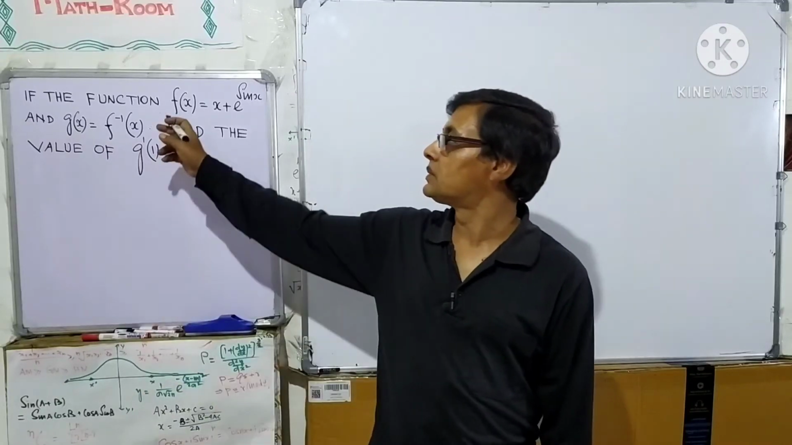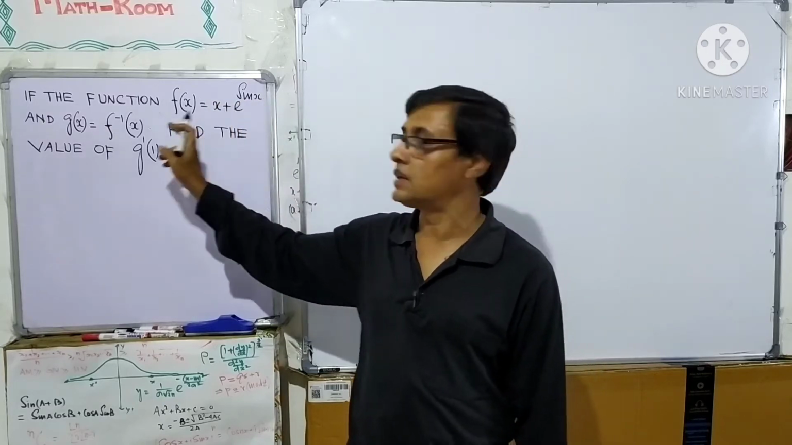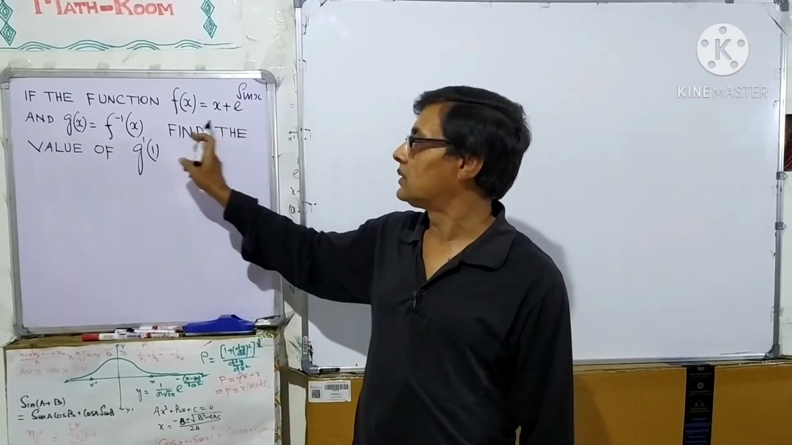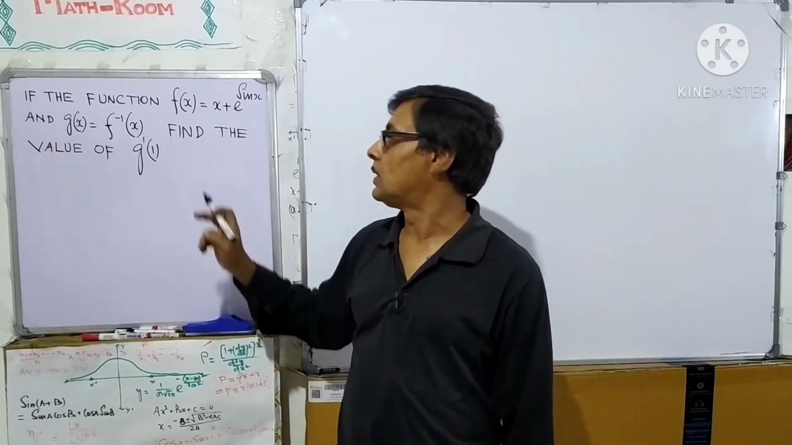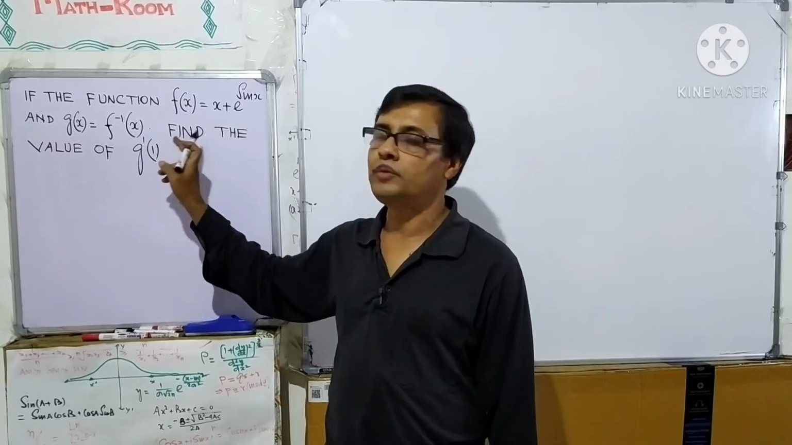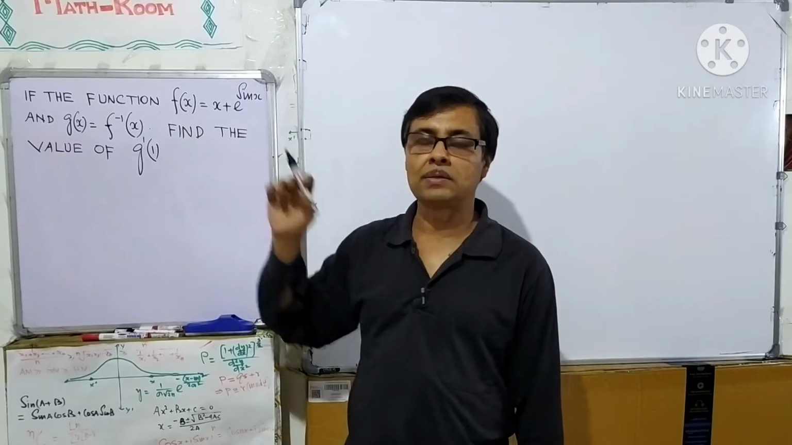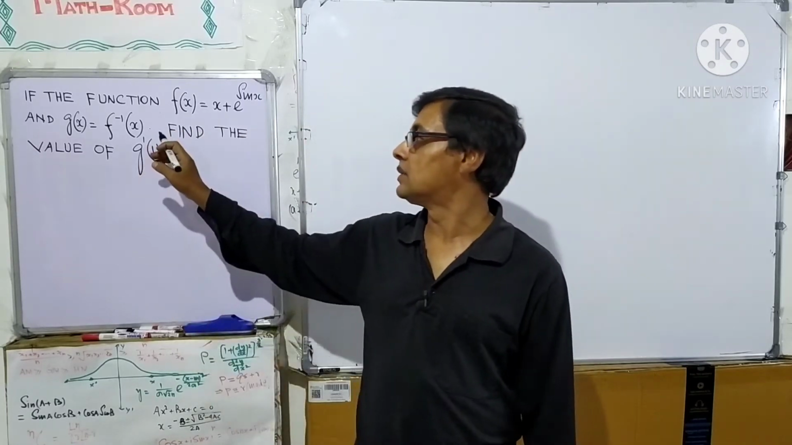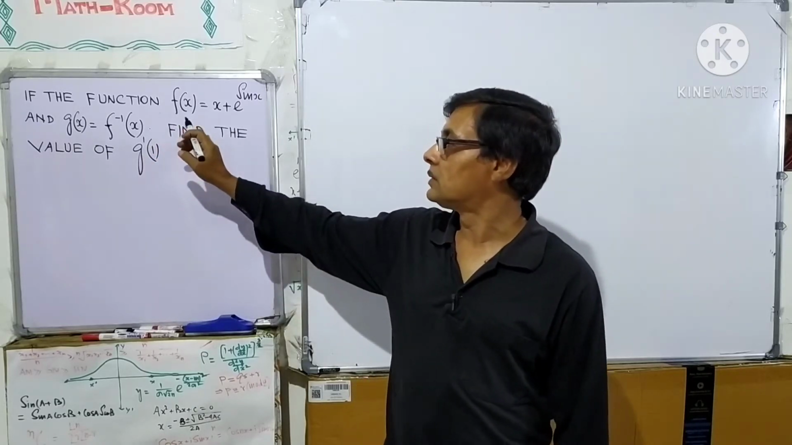Now we shall solve this problem. If the function f(x) equals x plus e to the power sin x, and g(x) equals f inverse x, we have to find the value of g dot x at x equal to 1. That is, we have to find g dot 1, the derivative, or differential coefficient, of the function g(x) at x equal to 1.